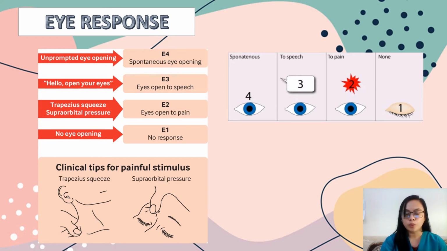Then you score 2 if the patient responds only if you inflict pain. For example, you do a trapezius squeeze or supraorbital pressure, or you squeeze the fingertips of the patient and he will open his eyes. You will score the patient 2. But if there is no response at all, that is the time that you will score the patient 1.